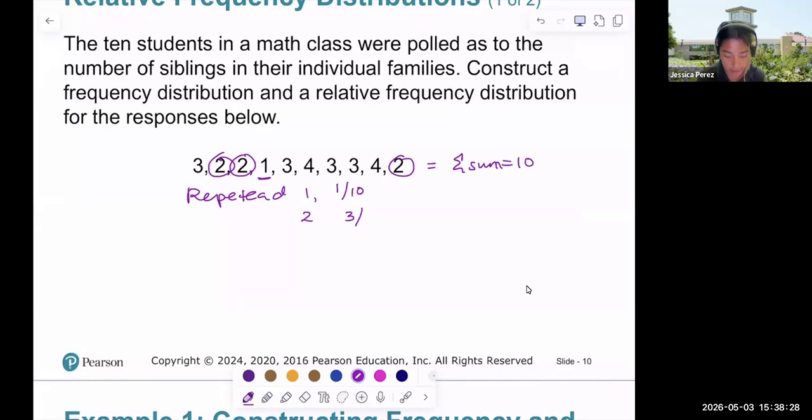The value of 1 shows up 1 time. The value of 2 shows up 3 out of 10 times. The value 3 shows up 1, 2, 3, 4 times, 4 out of 10 times. And then 4 shows up twice, or 2 out of 10.